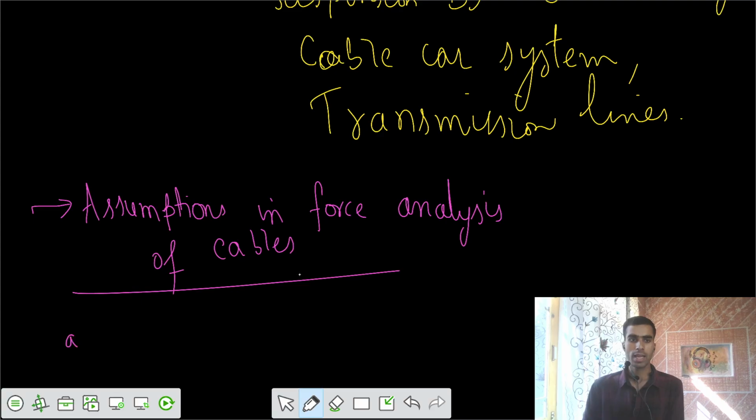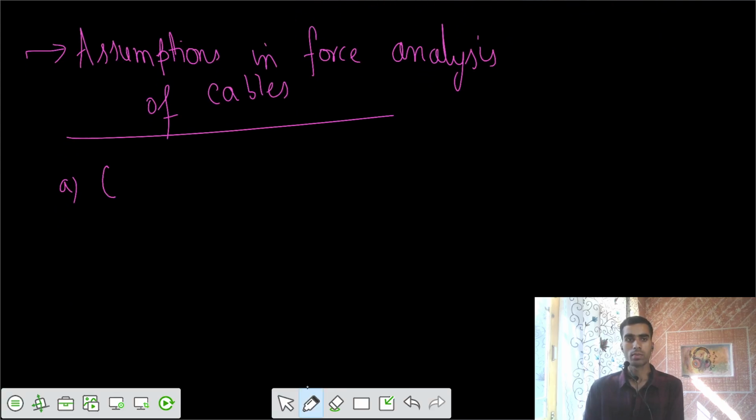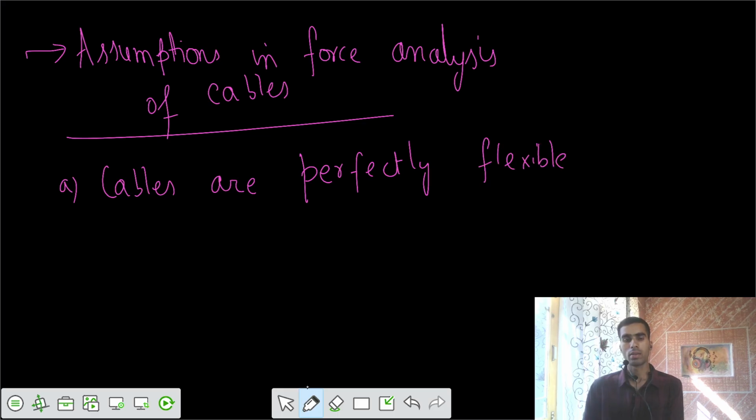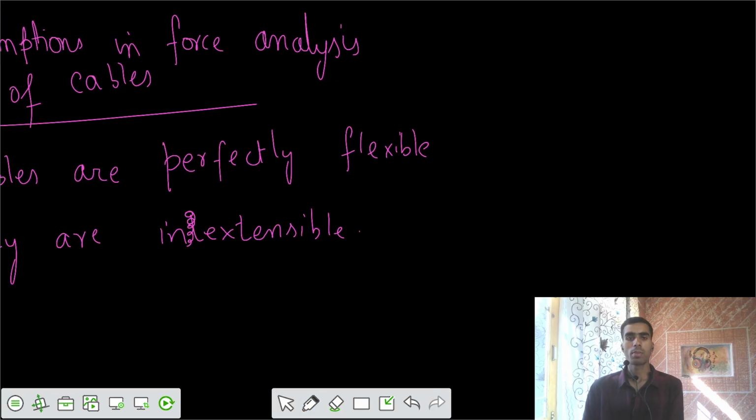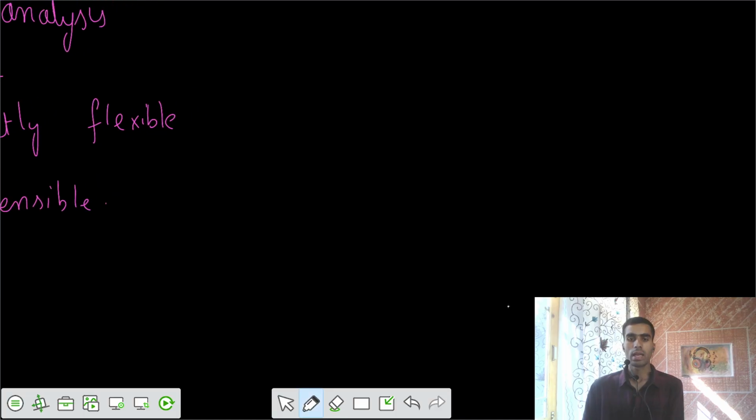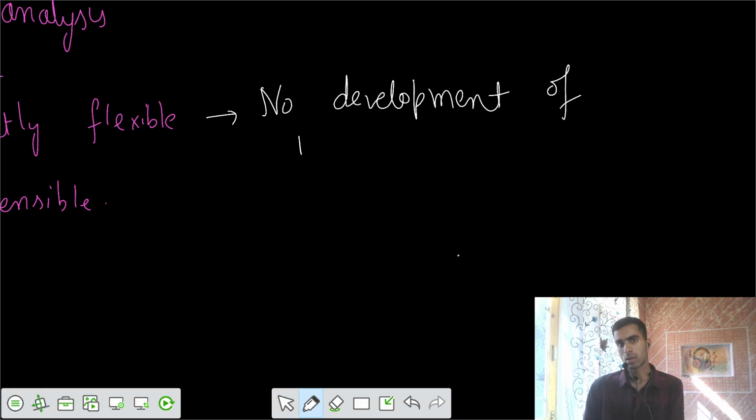So first, we say the cables are perfectly flexible. And second, we say they are inextensible. Now, by the first assumption, we say cables are perfectly flexible. That means there is no development of bending moment, shear force, and no compression.